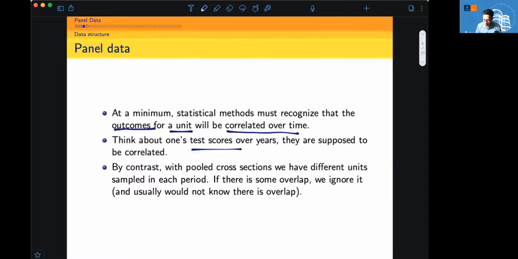Now, a panel data setting is in contrast with pooled cross sections. Why? Because if there is some overlap in pooled cross sections, we're going to ignore it. And usually we wouldn't know that there's actually an overlap.